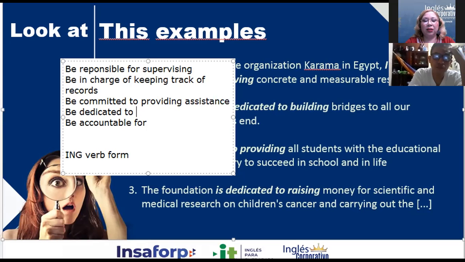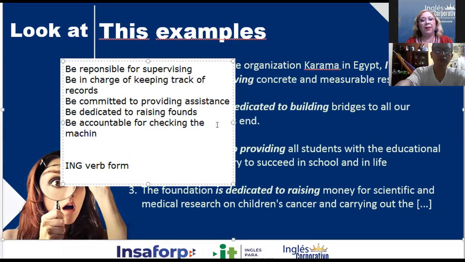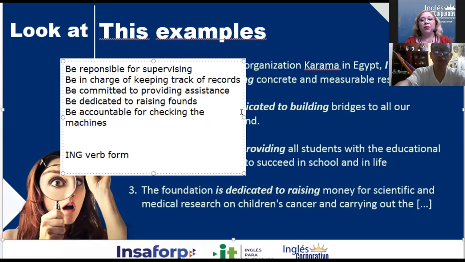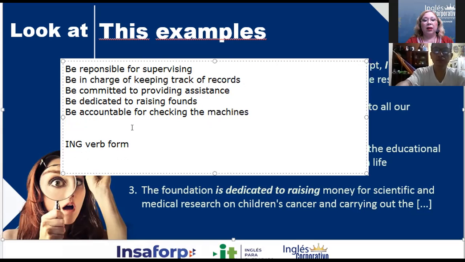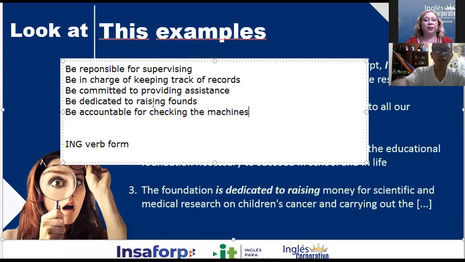Be dedicated to raising funds, right? Or money, right? Be accountable for checking the machines. Okay? Y así. Si se fija, todos llevan una ing verb form. Okay? Okay, teacher.